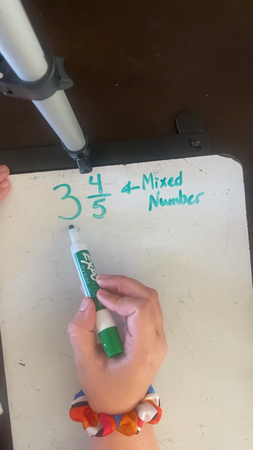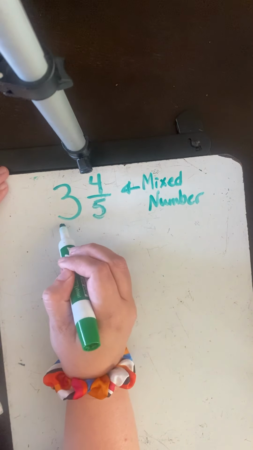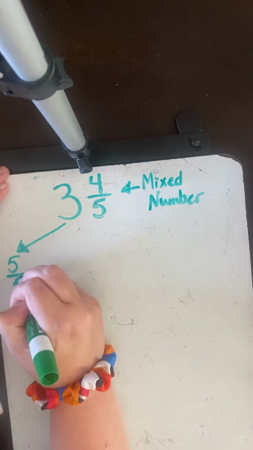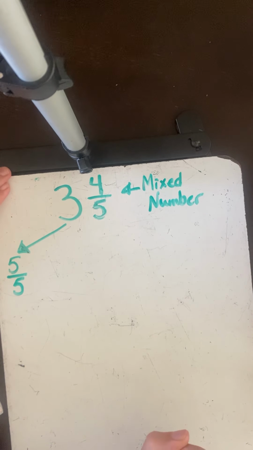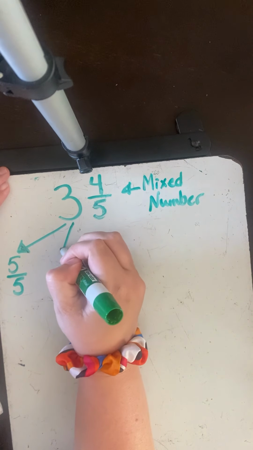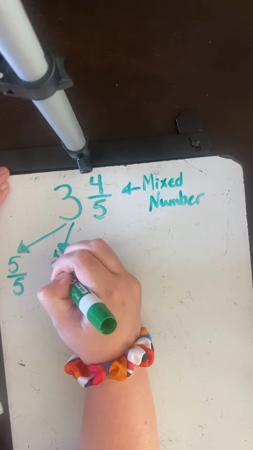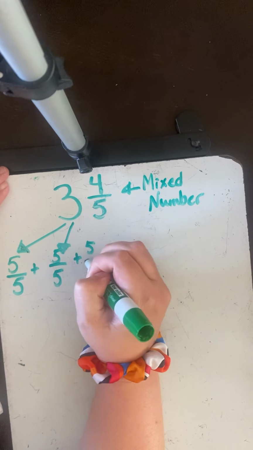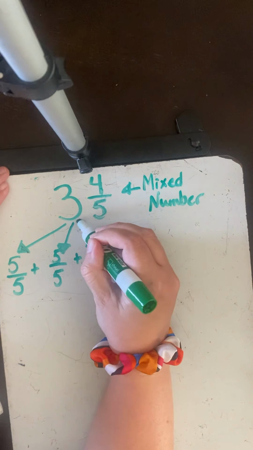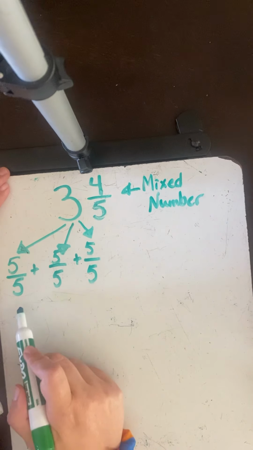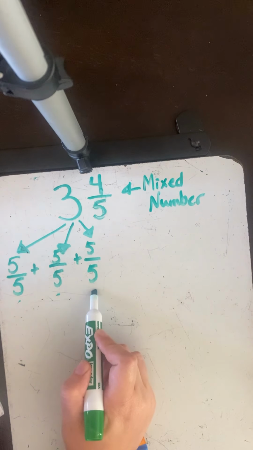If I wanted to shade a whole, and I'm talking about fifths, wouldn't we say that 5 fifths equals 1 whole? Well, we don't just have 1 whole, we have 3. So we actually would take 3 wholes and break it up into 5 fifths plus 5 fifths, and we would do that 3 times because we have 3 wholes. Okay? 1 whole, 2 wholes, 3 wholes.